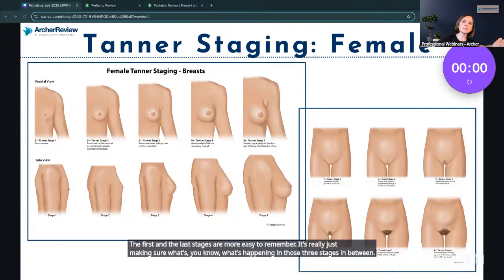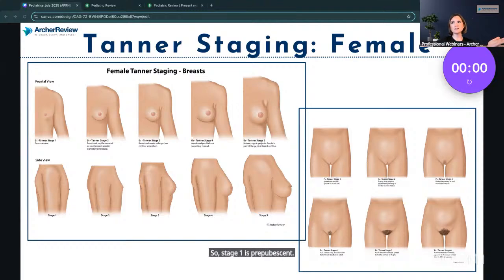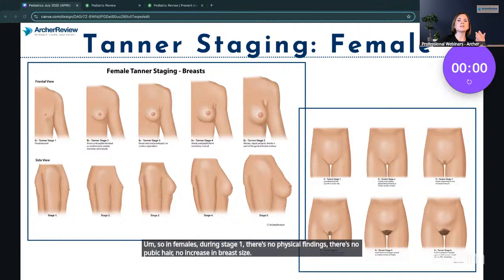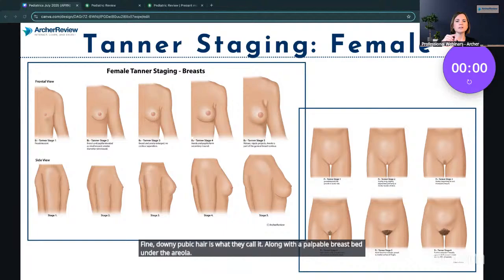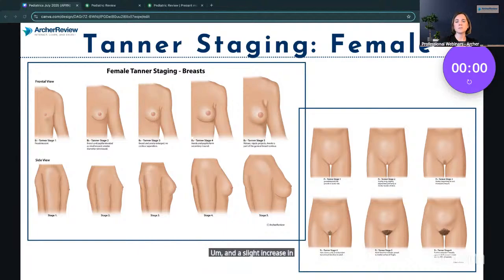So stage 1 is prepubescent. Stage 5 is sexual maturity. So in females, during stage 1, there's no physical findings. There's no pubic hair, no increase in breast size. By stage 2, we'll have some new changes, some sparse hair, fine, downy pubic hair is what they call it, along with a palpable breast bud under the areola, and a slight increase in testicle size in boys.